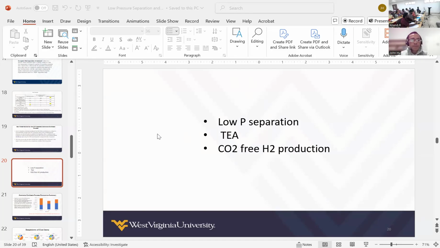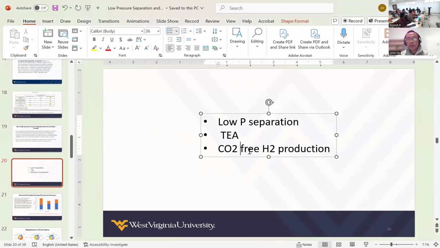All right. Can you see my screen? It says low pressure separation TEA. Can you see the wording? Yes, sir. Okay, so we'll continue from yesterday. Yesterday we talked about the low pressure separation and the TEA. TEA means techno-economic analysis. Today we are going to continue techno-economic analysis, and the focus today will be three sessions. We are going to talk about CO2-free hydrogen production.